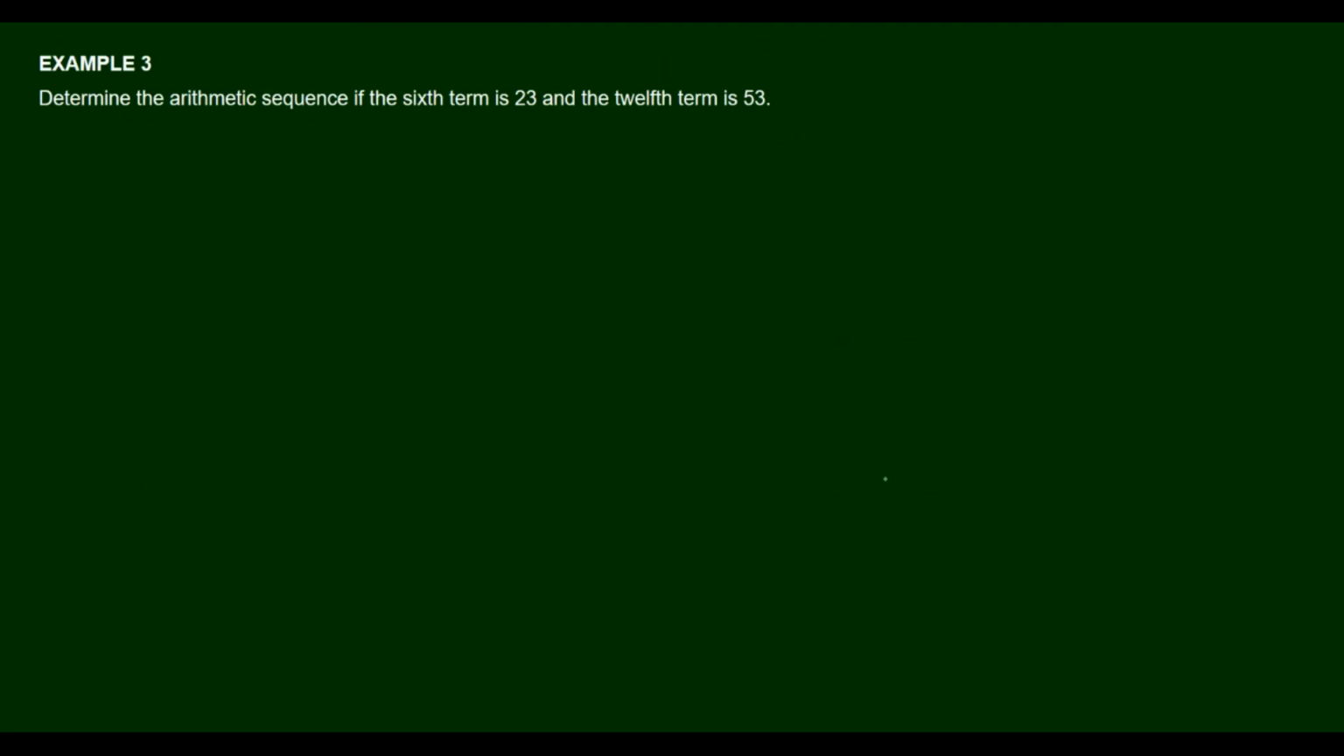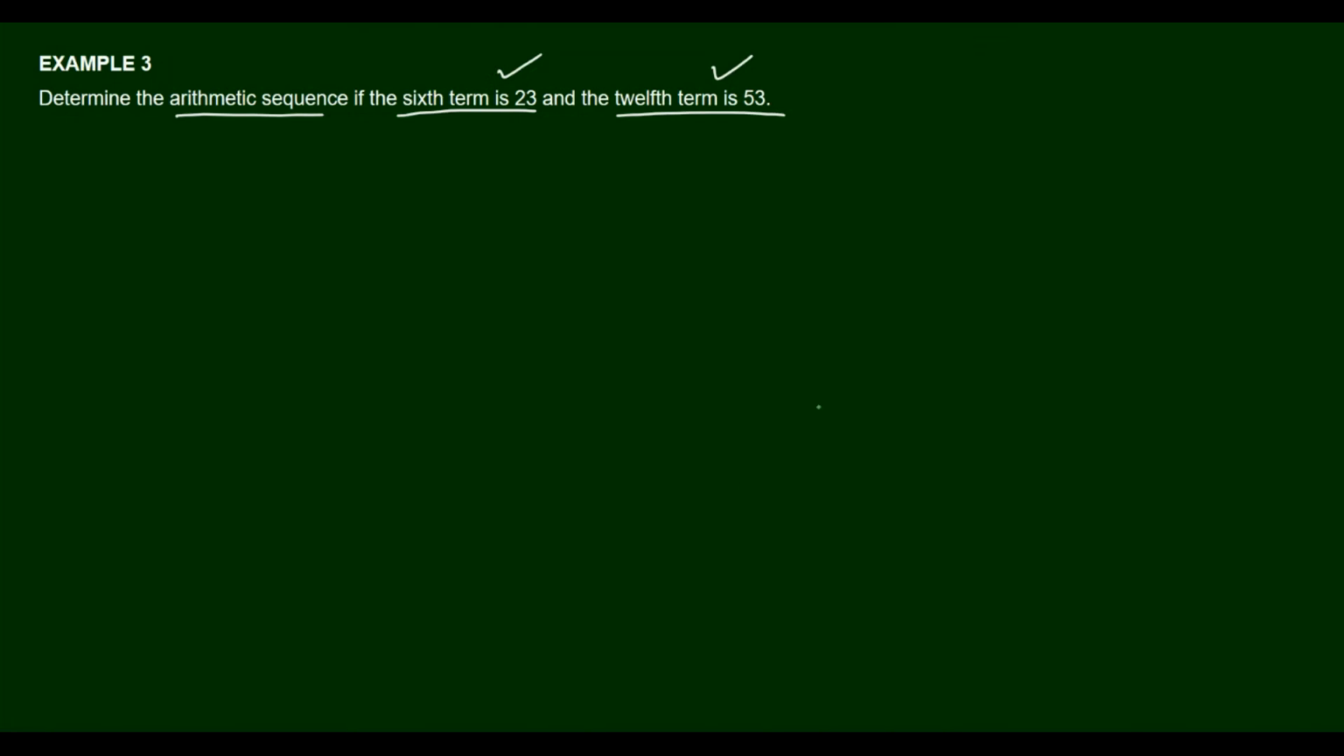Welcome back. We're still on arithmetic sequences. We're doing example 3. Determine the arithmetic sequence if the sixth term is 23 and the 12th term is 53. So if you check this question, we are given two sets of information: the information about the sixth term and then the information about the 12th term.